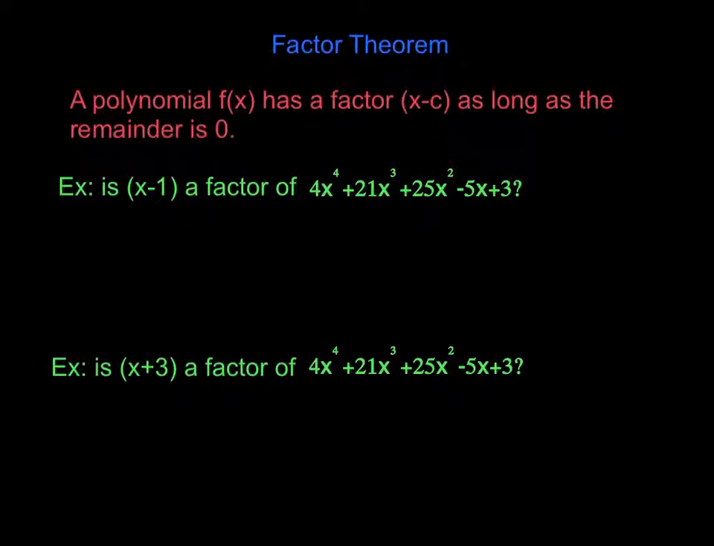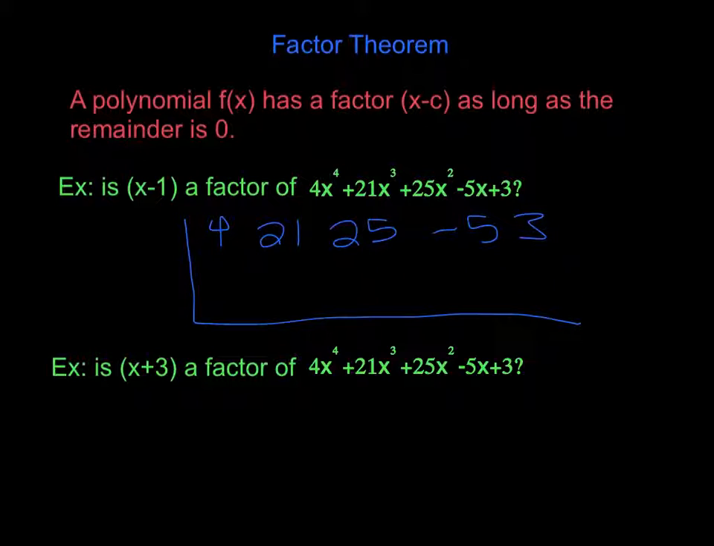Okay, the factor theorem says a polynomial f of x has a factor x minus c as long as the remainder is 0. So we just said that. A factor basically means it will cross the x-axis at a certain point. So I want to know, is x minus 1 a factor of this function? I'm just going to do synthetic division and see. This is going to help us factor things that are not as easy to do with our traditional factoring. So I've got 4, 21, 25, negative 5, 3. And if this is x minus 1, that means my 0 is 1.